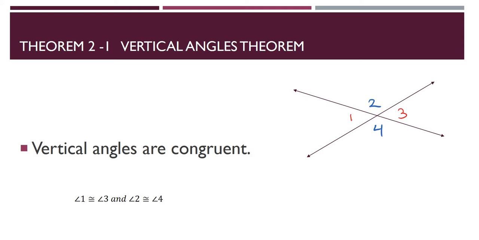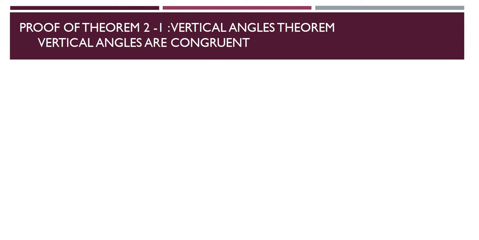In other words, in this illustration, angle 1 and 3, since they're vertical angles, are congruent, and 2 and 4, since they are vertical angles, are also congruent to each other. So let's do the proof of this. Proof of theorem 2.1, vertical angles theorem, the fact that vertical angles are congruent.